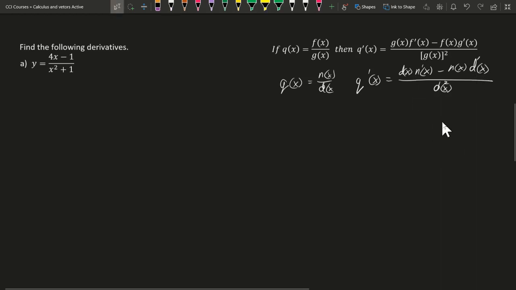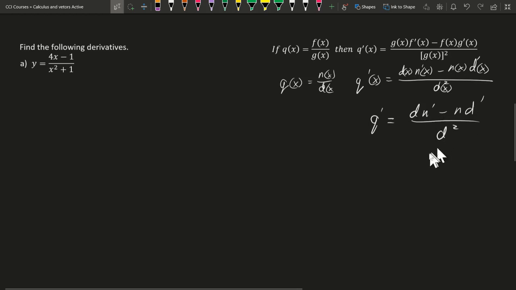Without all the x's. And so, honestly, I actually write it like this: d n prime minus n d prime over d squared. Because writing down all the x's just gets in the way. Like, we all know that there's x's here, and these are functions of x. So this is sort of the quick and easy way of remembering it.